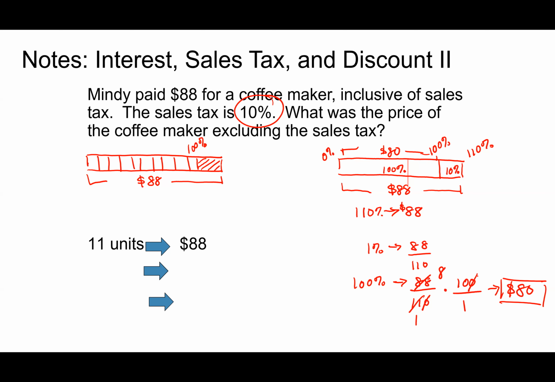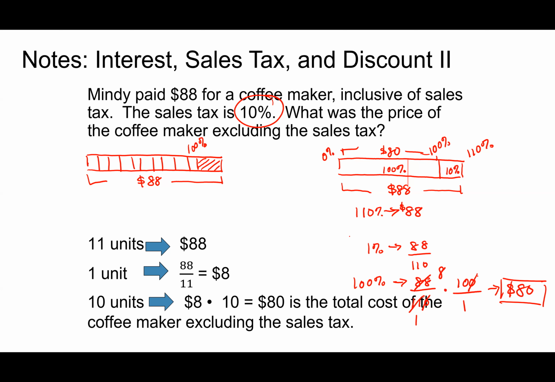So instead of doing my percentage bar unitary method, I can just do regular old unitary method and say that 11 units equals $88. I would divide both sides by 11. 1 unit would be equal to $8. And then what would I multiply by in this situation to get my original price? Owen? Yeah, I would multiply both sides by 10. So $80 would be the total cost of the coffee maker.